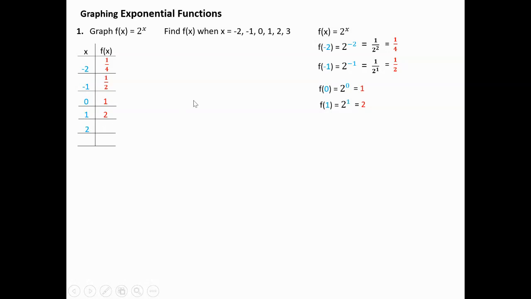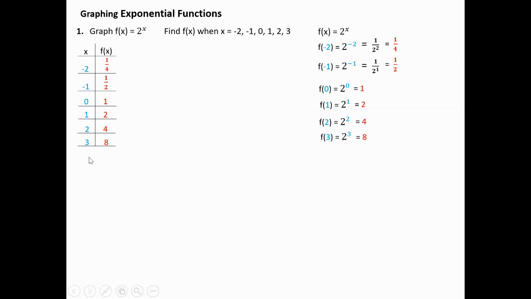When x is 2, we're going to evaluate our f of 2. We're going to plug in 2 for the x's. So it's going to give us 4. So when x is 2, my y is 4. And lastly, when x is 3, we evaluate f of 3, which will give us 2 to the third power, which will give us 8.